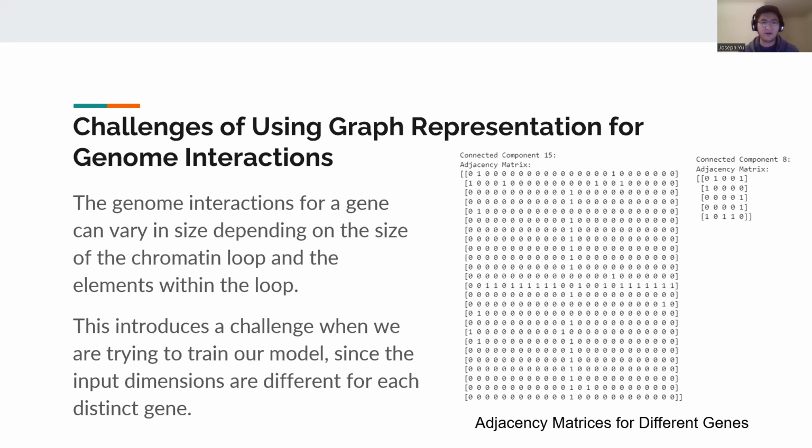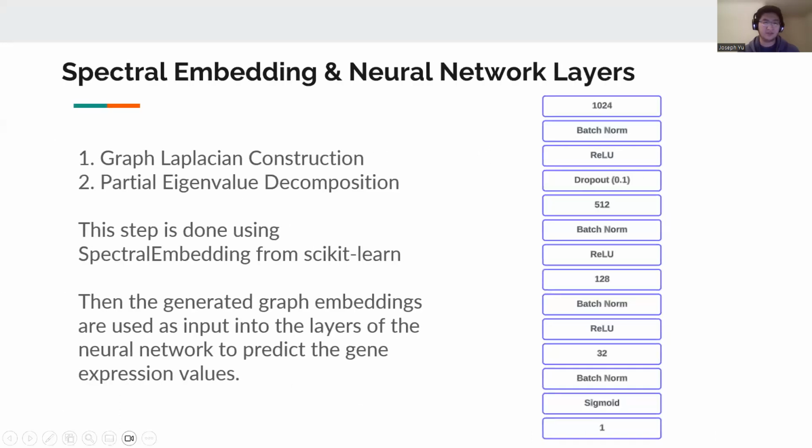So this variable size in chromatin loops and its resulting genome interaction graph made it very difficult to directly use as input data to our neural network when these graphs have variable sizes. So to solve this problem arising from variable sized graphs, we sought to find a way to create data examples that have the same size and still retain the structured information for each of the graphs.